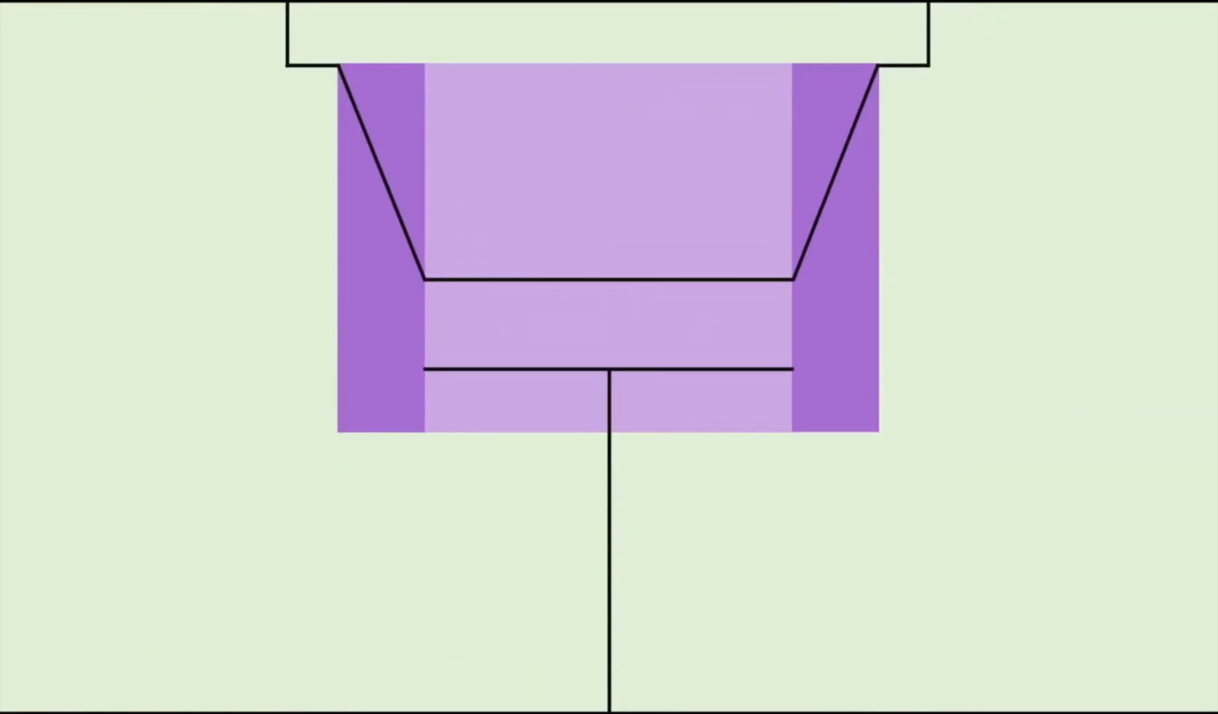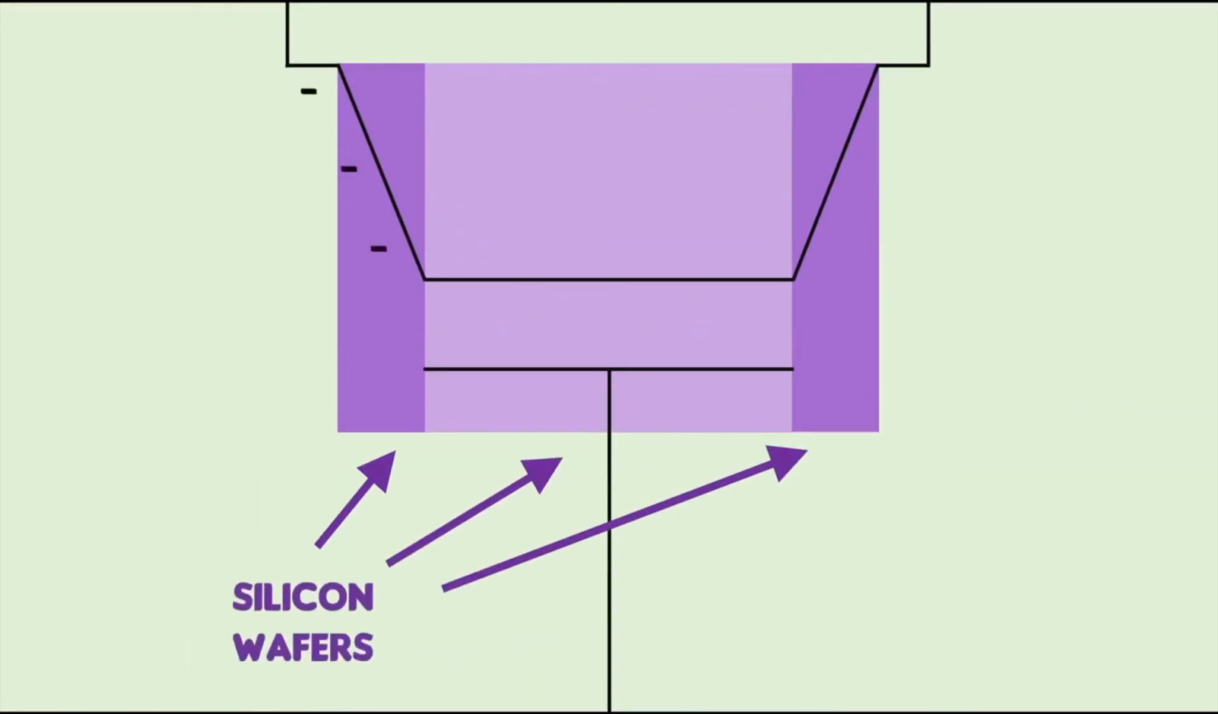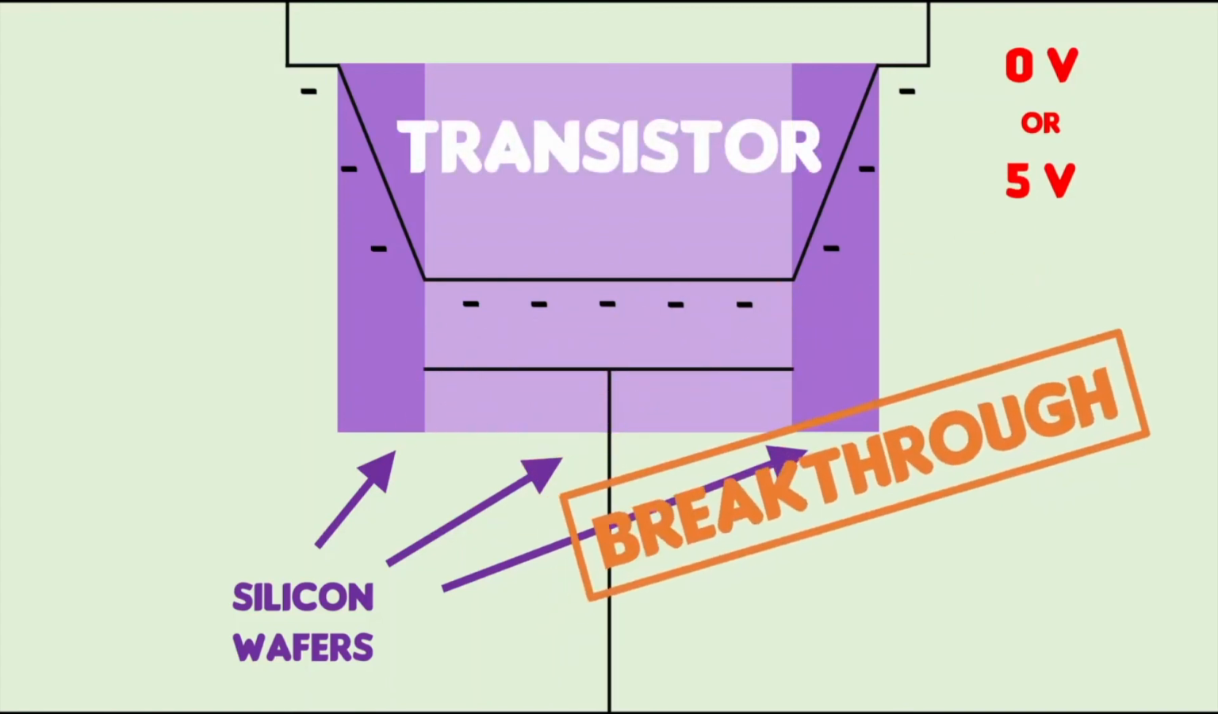Well, a junction between silicon wafers possesses the ability to control the flow and direction of current, which gives us our desired 0 volts or 5 volts and makes silicon the most suited material for circuit components called transistors, thus the breakthrough. So let's tie these concepts together.